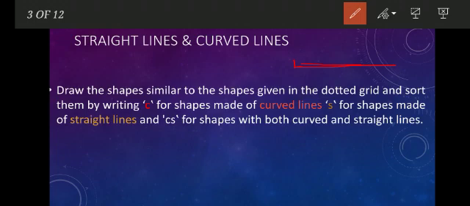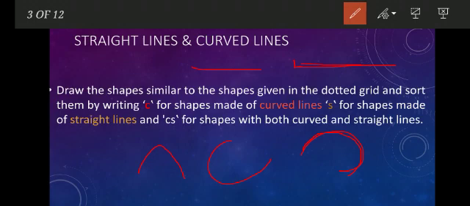Curved lines means the line will be curving. They have a small curve. This is a curved line. These all are curved lines. This is a straight line. Okay, now you understand what is a straight line and what is a curved line?